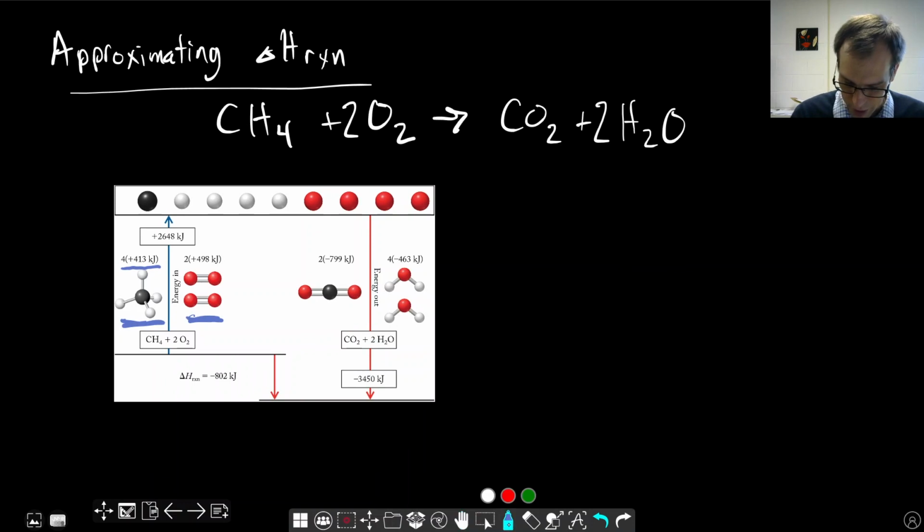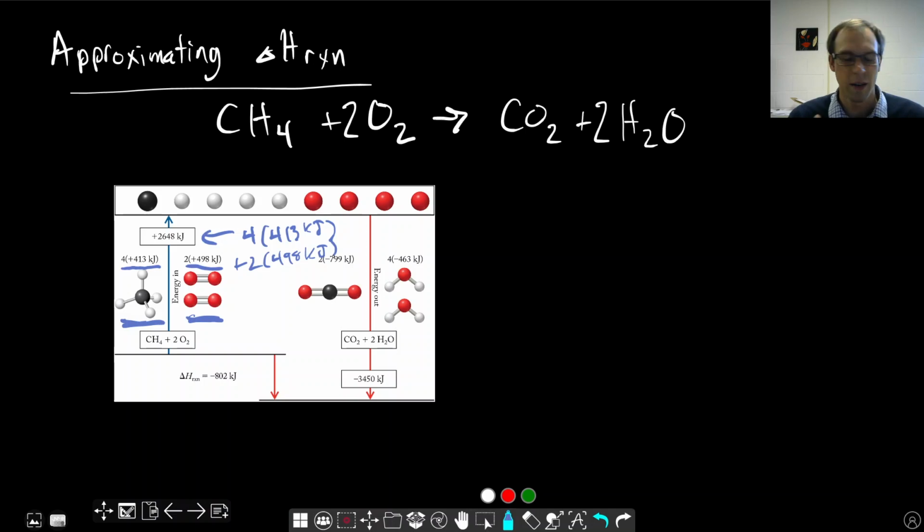So where we have our 413 kilojoules, we have 4 bonds that are breaking, so we multiply that by 4, and we have 2 oxygen-oxygen double bonds in our 2 molecules of oxygen that are breaking. So we're imagining in a whole mole of methane and 2 whole moles of O2, we break all the bonds. When we add those together, this is 4 times 413 kilojoules plus 2 times 498 kilojoules. So that's where this number is coming from, and this is the energy put in.